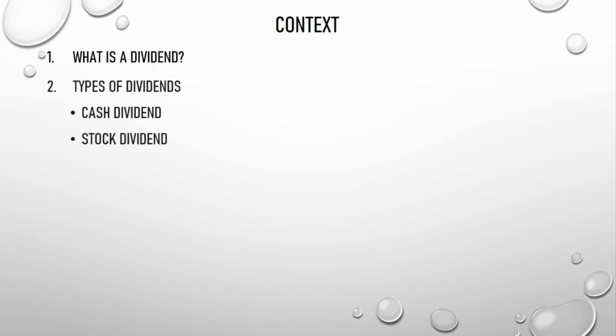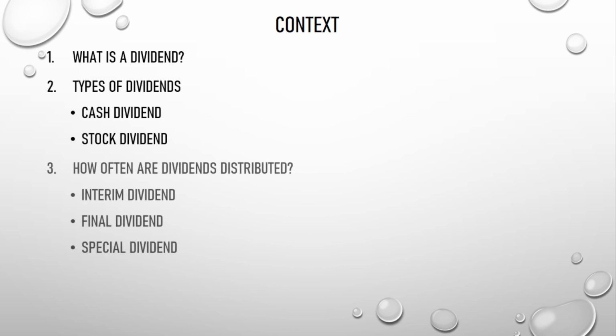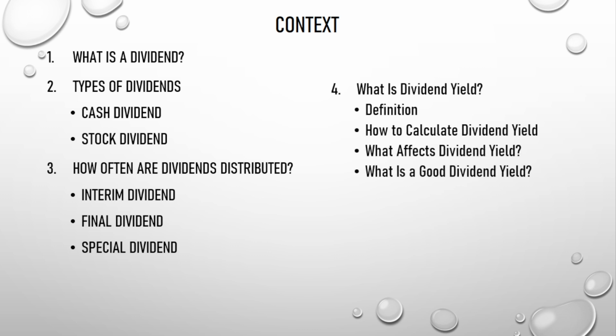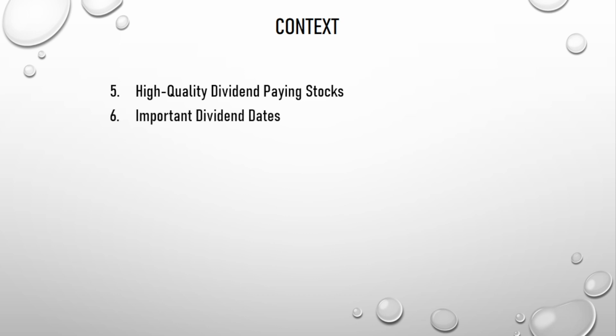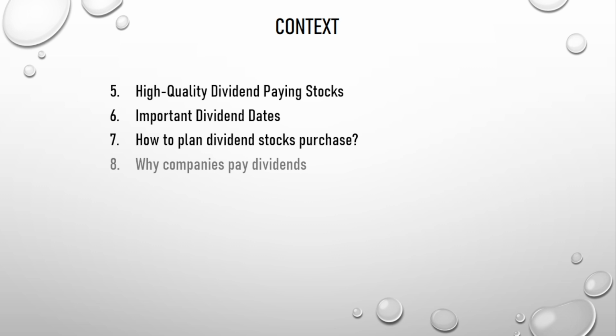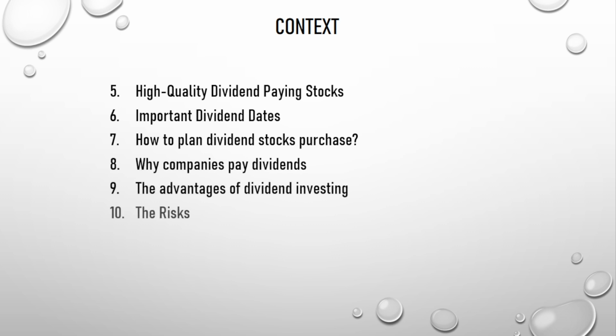In this video, we are going to discuss what is a dividend, what are the types of dividends in the stock market, how often are dividends distributed to the shareholders, what is a dividend yield, and how to calculate the dividend yield. We can check the high quality dividend paying stocks in the stock market. We can see what are the important dividend dates, why the company pays dividends, the advantages of dividend investing, and the risks involved. In short, we talk about the taxation and the TDS on your dividend income.